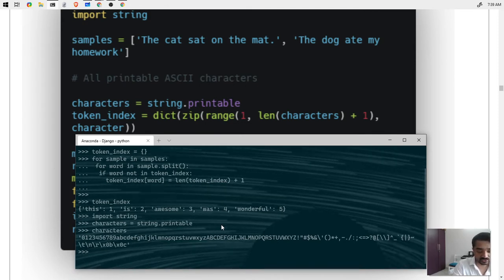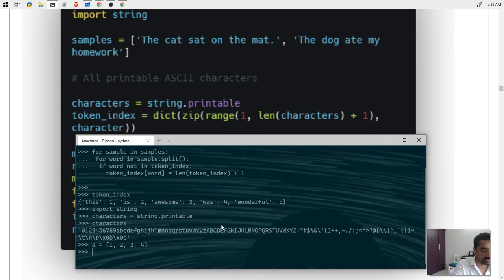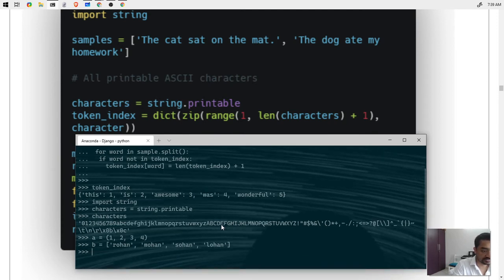Before that, I want to make 2 tuples. So let's say A equal to 1, 2, 3, and 4, and B equal to a list of, let's say, Rohan, and then Mohan, and then Sohan, and then let's say Rohan. Okay, and I want to do a zip. So it will give me a zip object. So let's say I do something like this.